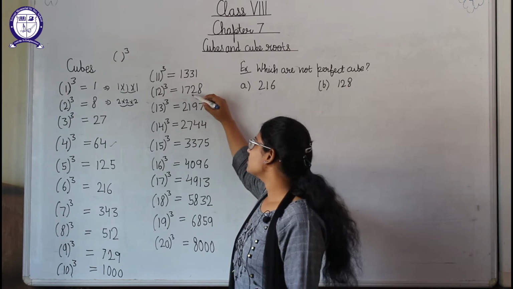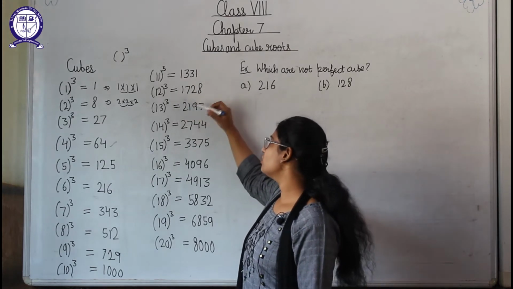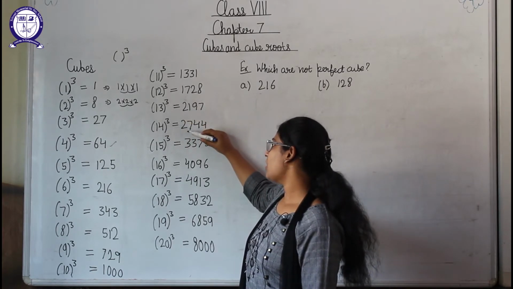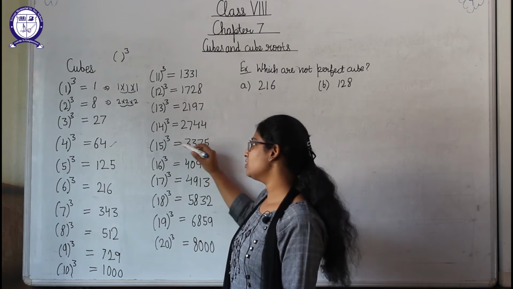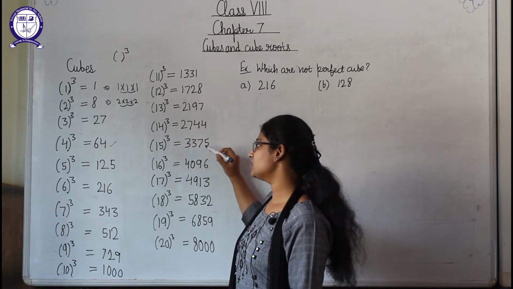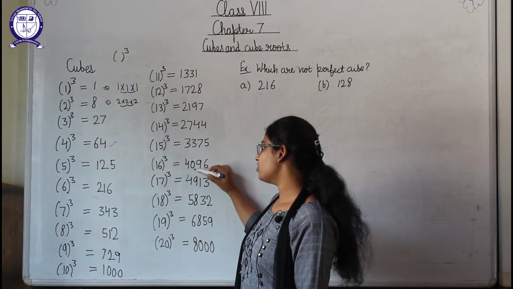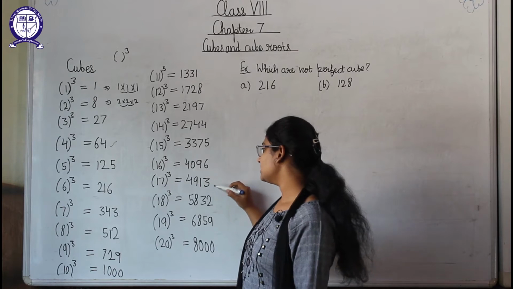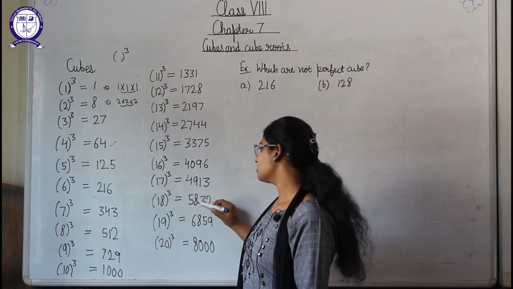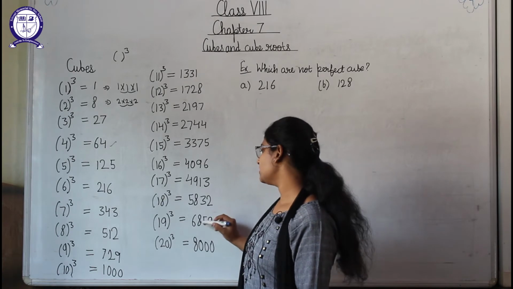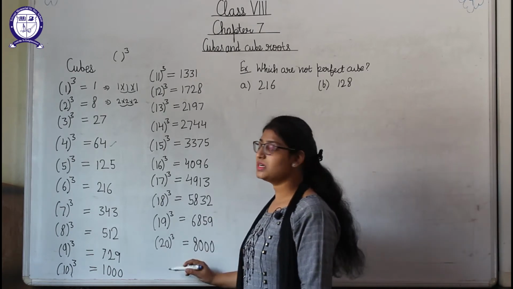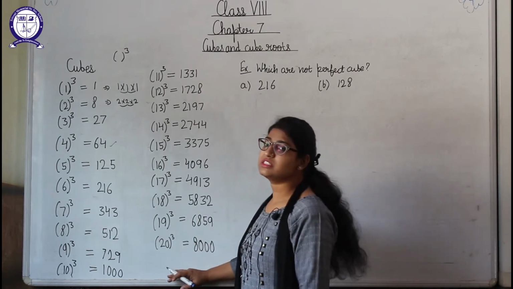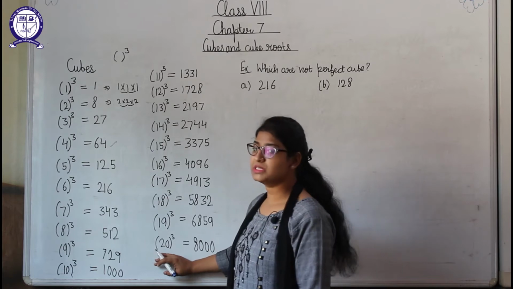12 cube is 1728. 13 cube is 2197. 14 cube is 2744. 15 cube is 3375. 16 cube is 4096. 17 cube is 4913. 18 cube is 5832. 19 cube is 6859 and 20 cube is 8000. What you have to do, you have to learn these cubes up to number 20, students.